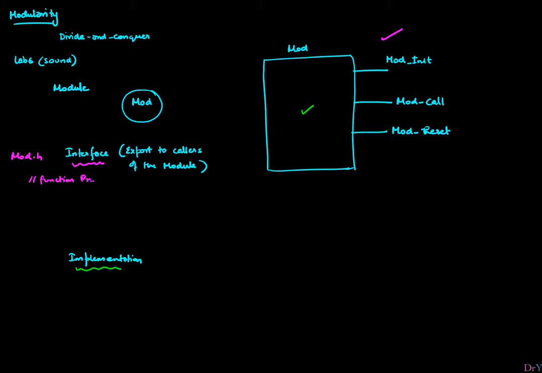Ideally, you not only put the function prototypes, but you'll also put a descriptive statement about what each prototype does. For example, mod init might be a function, and I'm going to make it interesting. I'll say that mod init takes some sort of input. It doesn't matter what it is. Let's say it takes a uint8_t type input, and it returns an int8_t.